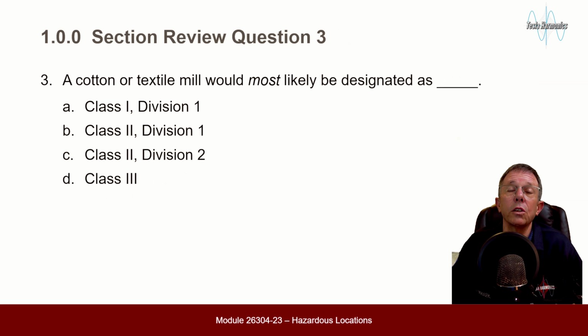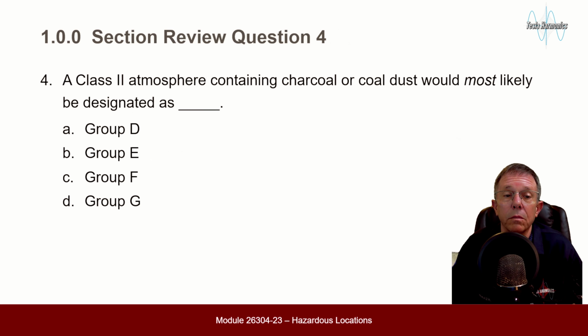A cotton or textile mill would likely be designated as a Class 1 Division 1, Class 2 Division 1, a Class 2 Division 2, or a Class 3. That would be D, a Class 3 location. A Class 2 atmosphere containing charcoal or coal dust will most likely be designated as a Group D, Group E, Group F, or Group G. That's going to be C, Group F.